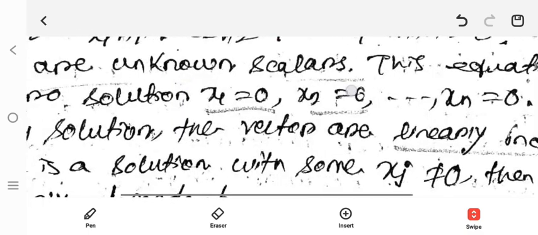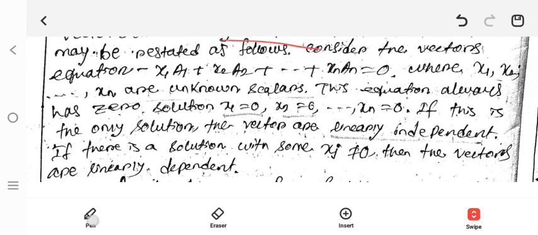Here x1, x2, up to xn represent unknown scalars. We multiply each scalar with the respective vector, so x1 with a1 and x2 with a2, and sum together, which is equal to a zero vector. Where x1, x2, up to xn are unknown scalars, this equation always has the zero solution.